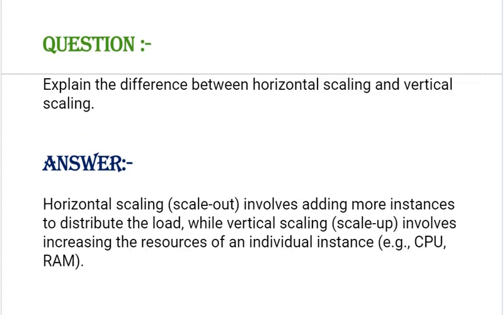Our next interview question is explain the differences between horizontal scaling and vertical scaling. Your answer should be horizontal scaling, scale out, involves adding more instances to distribute the load, while vertical scaling, scale up, involves increasing the resources of an individual instance, for example, CPU and RAM.